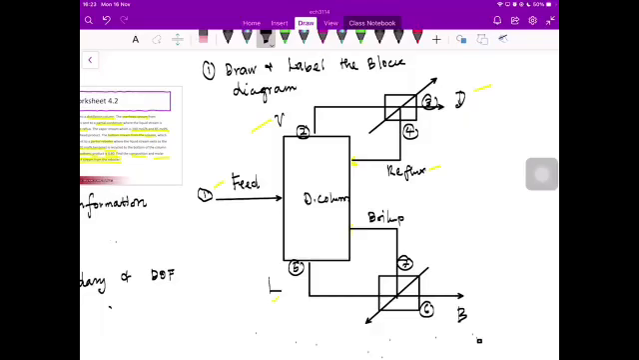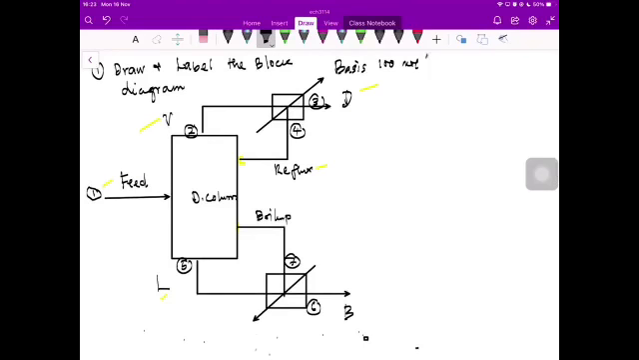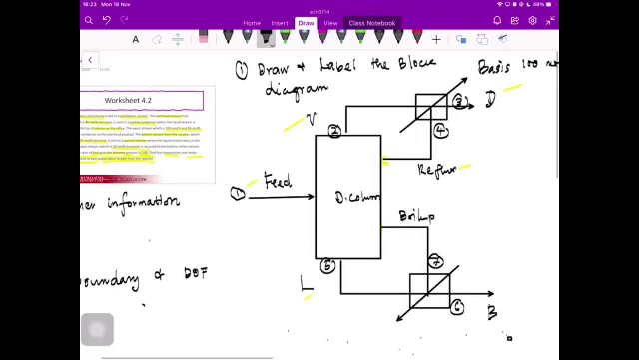So what are the known information that we have? Let us label everything here. We know that the basis that we have here, I'll write the basis, is 100 mole per hour of distillate. That is the basis that we have. So it is 100 mole per hour of distillate.